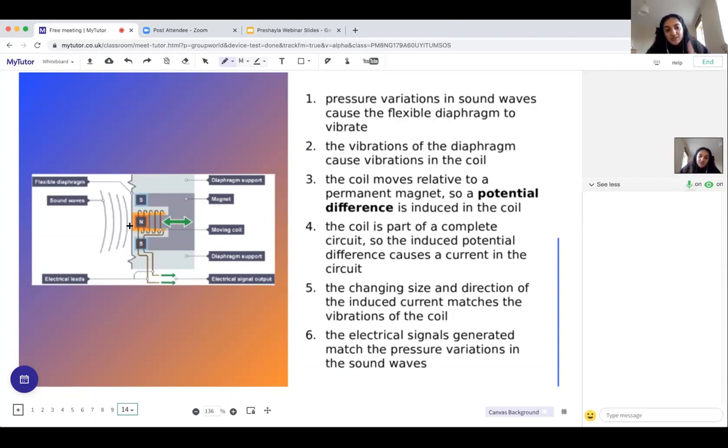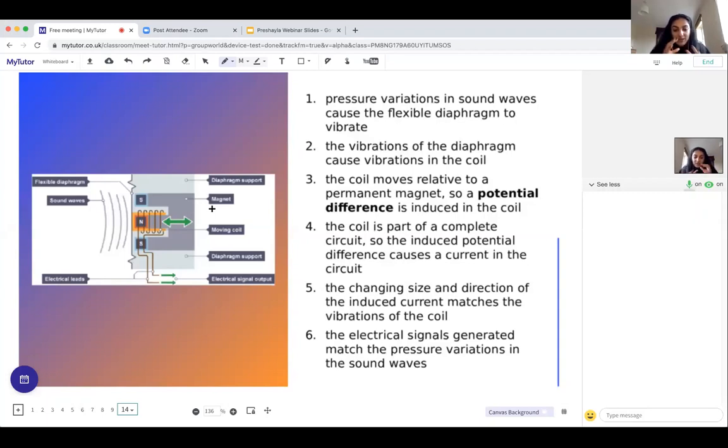Now, those vibrations in the diagram create vibrations in the coil. Okay, so you can see the coil here. This is an electromagnet. The coil moves relative to a permanent magnet. So remember, we're going back to the same concept. If a coil moves in relation to a magnet, or if a magnet moves in relation to a coil, we get a voltage induced. We create a voltage, we create a current. That's the whole point of the generator effect, is to create electricity. Generate electricity, generate a voltage, generate a current. And it's all done by this relative movement between the magnet and the coil of wire.